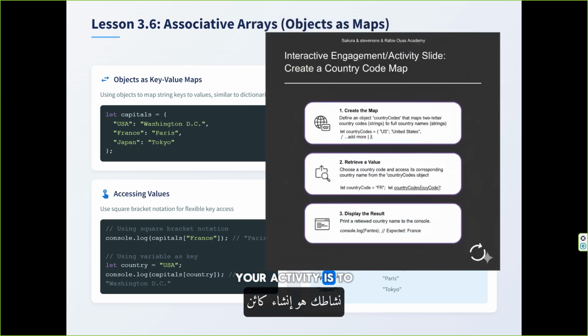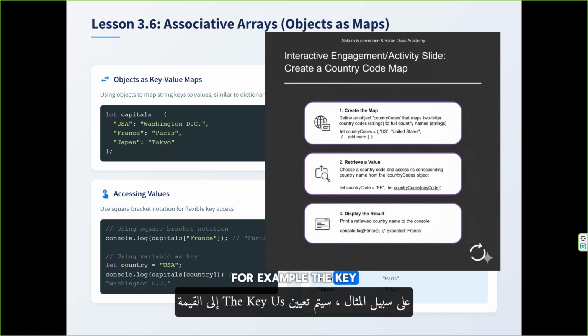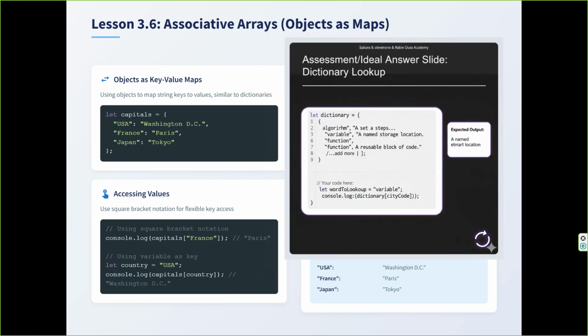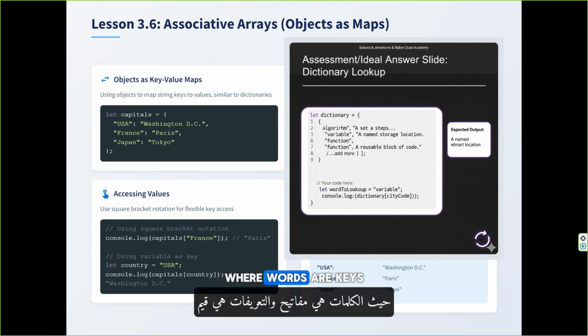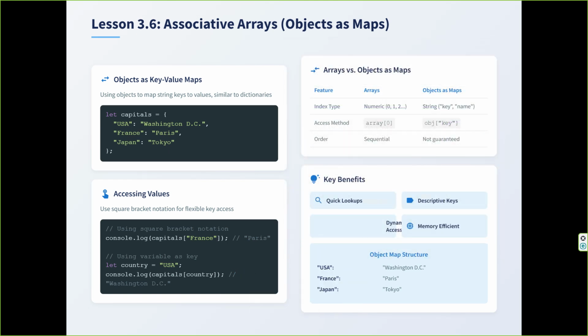Your activity is to create an object that maps country codes to country names. For example, the key US would map to the value United States. Then retrieve and print the country name for a specific code. For your assessment, you will be given an object representing a dictionary where words are keys and definitions are values. Write the code to retrieve the definition of a specific word using its key.